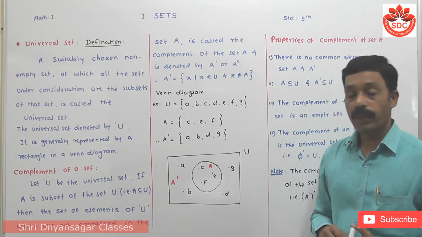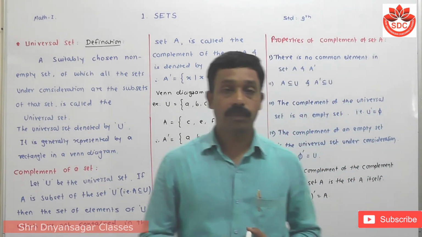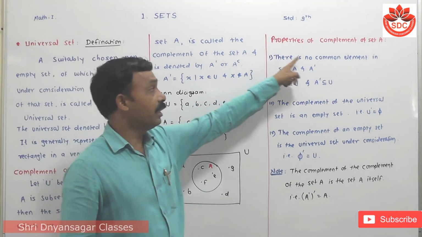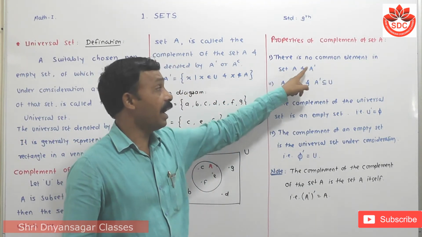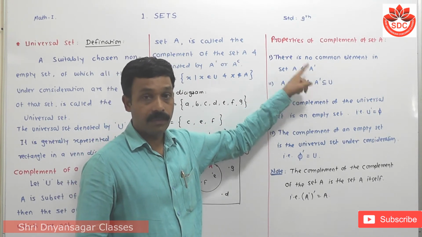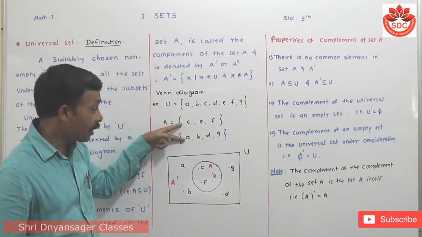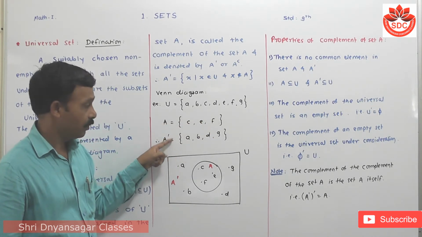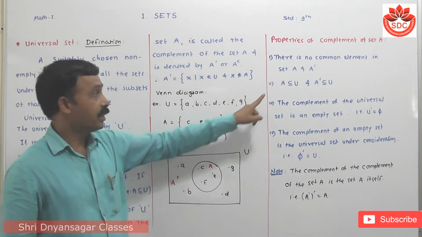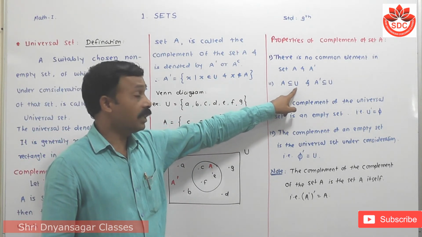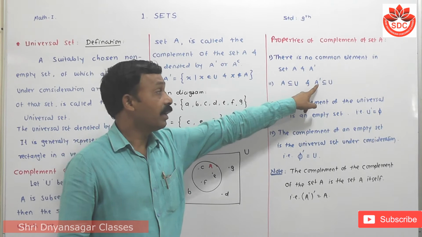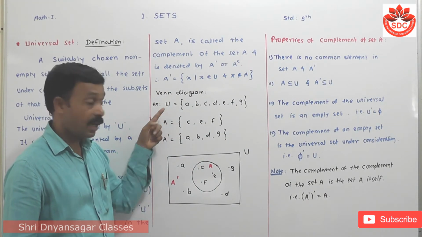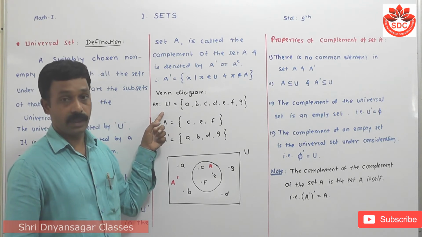Now we have to discuss the properties of the complement of sets. The first property: there is no common element in set A and A's complement. That is, there is not a single common element between A and A's complement. We can remember this with the example here. Second, A is a subset of U and A's complement is also a subset of U.